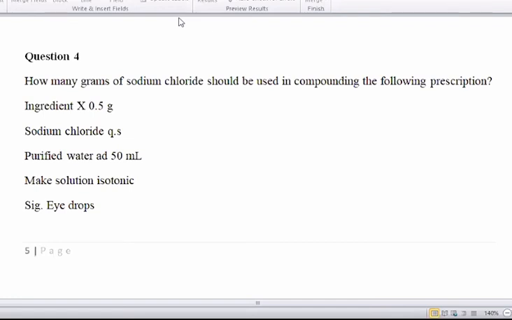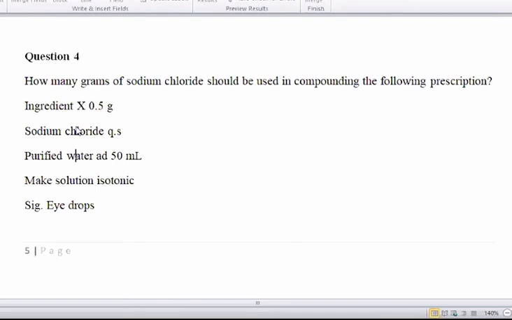Okay, so how many grams of sodium chloride should be used in compounding the following prescription? In this formula, we have ingredient X, 0.5 grams; sodium chloride, add to specific quantity; then purified water, add 50 mL. We are preparing that and making this solution isotonic. It's for use in the eyes, so these are eye drops.